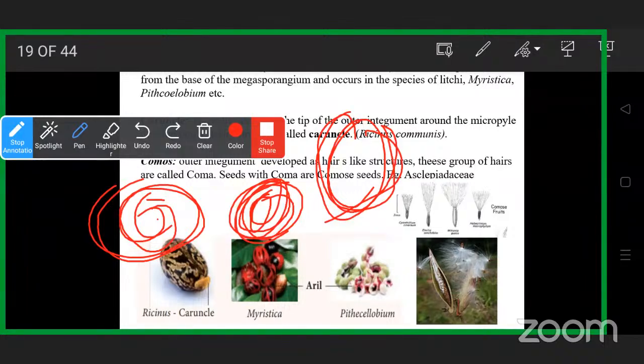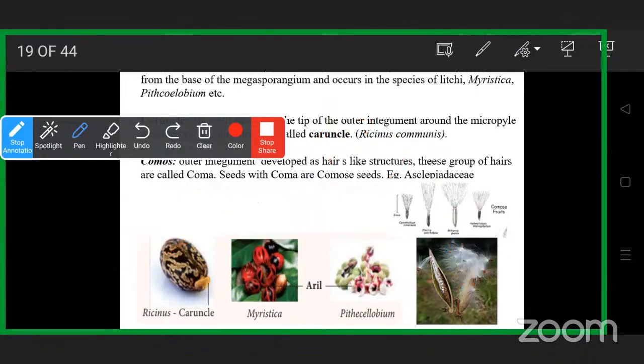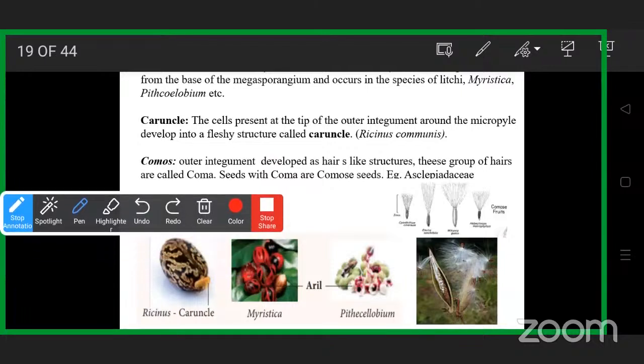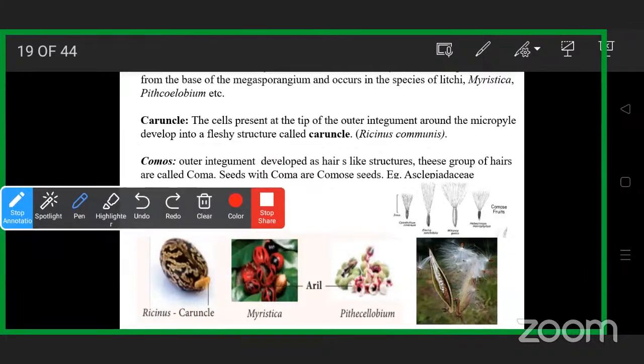Even in Jaipatri, what we take out from Myristica fragrans, the Jaipatri we use for the fragrance in the biryani, and for digestion also. That is also aril, an extra integumentary part. And the other one is caruncle.